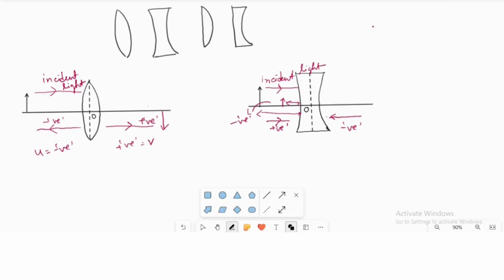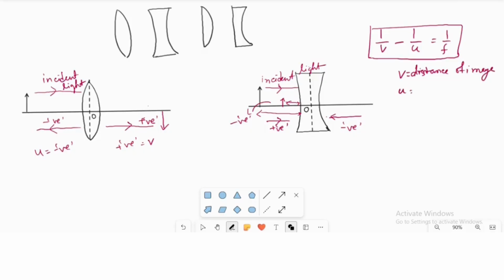Now I will talk about the lens formula. The formula of the lens is 1/v - 1/u = 1/f. Here v is the distance of the image, u is the distance of the object, and f is the focal length.